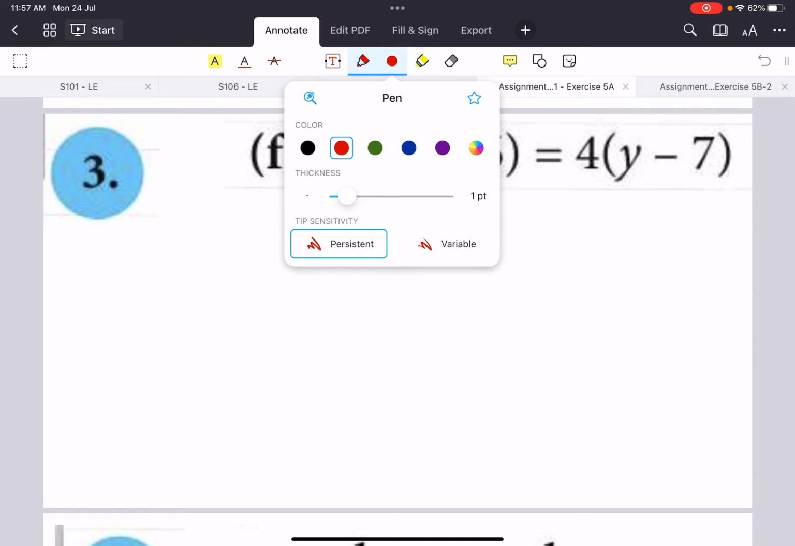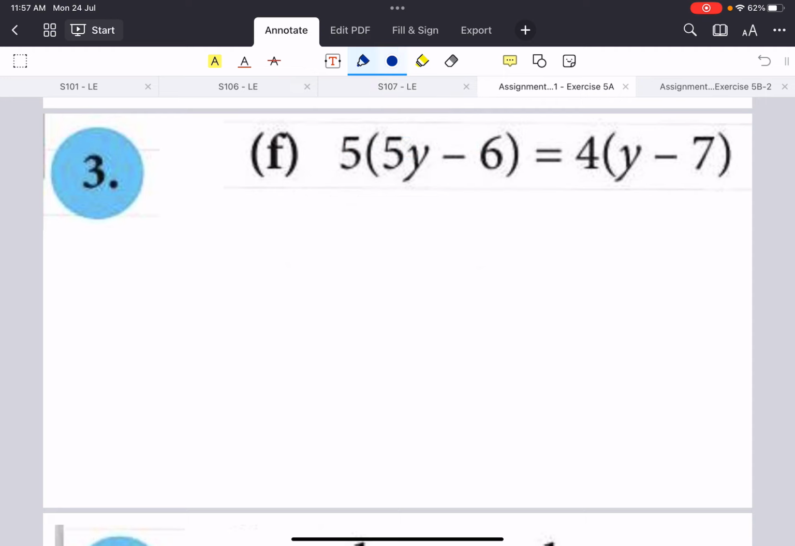So we can expand everything. Let's use the blue pen. So we get 25y minus 30 equals 4y minus 28. Now what we want to do next is to actually have the terms with the y on one side of the equation and numbers on the other side of the equation. So I subtract 4y from both sides.